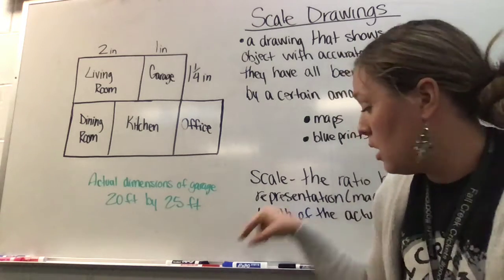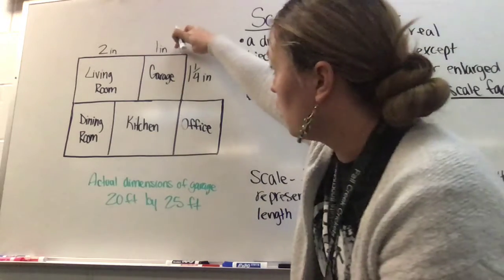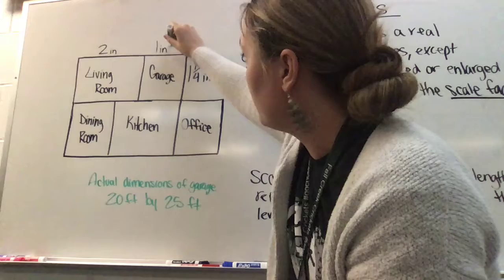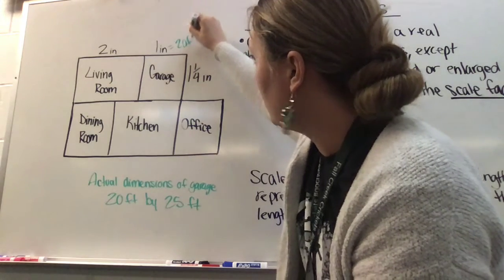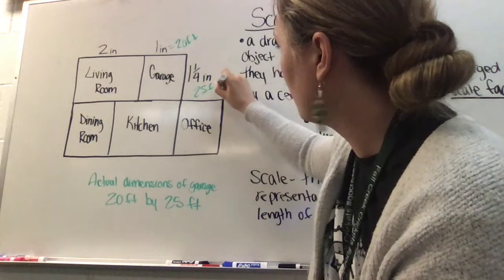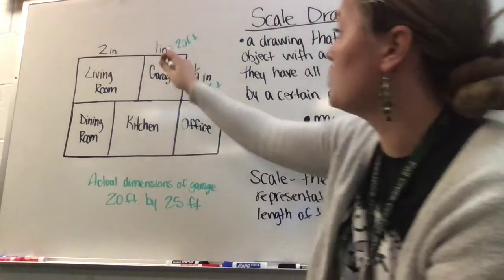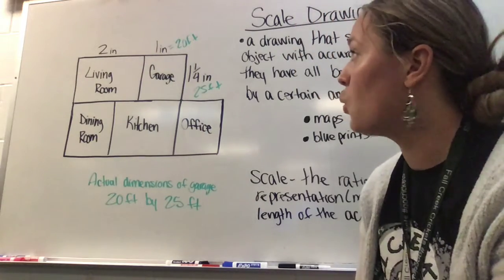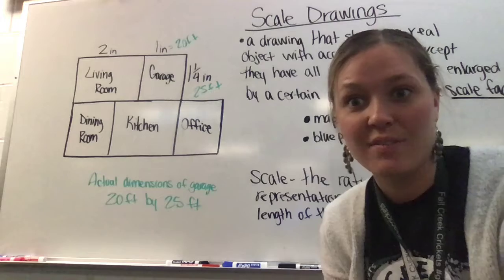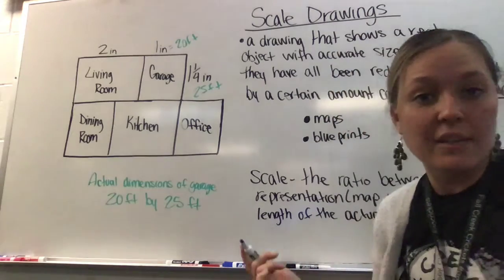So let's do that. So first we know that we have 20 and 25. So that means that this is going to have to be the 20 feet and this is going to have to be the 25 feet. So we just found our scale. Our scale is 1 inch equals 20 feet. So 1 inch on our scale drawing equals 20 feet on our actual home. Okay. Now let's look at the living room.